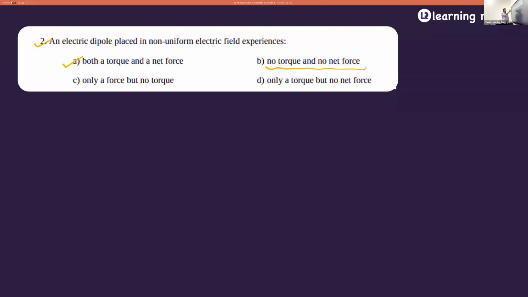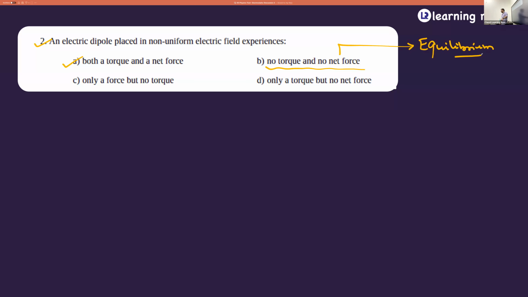See, suppose in your exam, it is not necessary that they are going to give the same question. If at all they give you a question for which option B is right, then how is the question supposed to be? When will the system not experience any torque and not experience any force? This kind of situation where it experiences no torque and no force is called equilibrium.